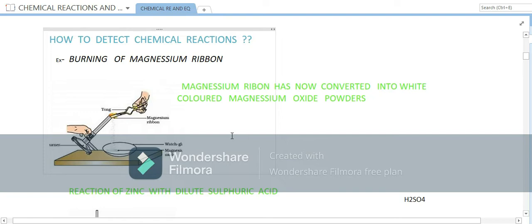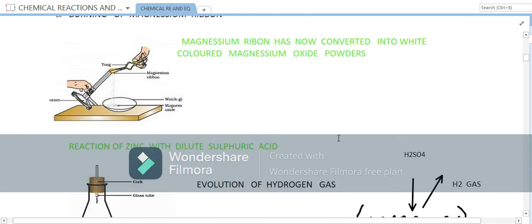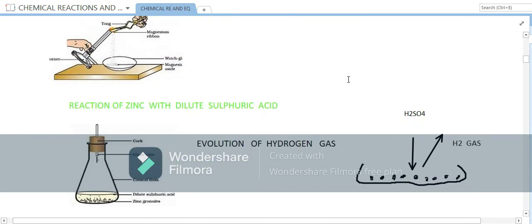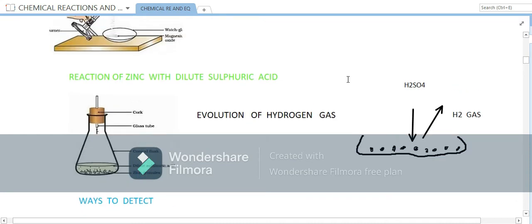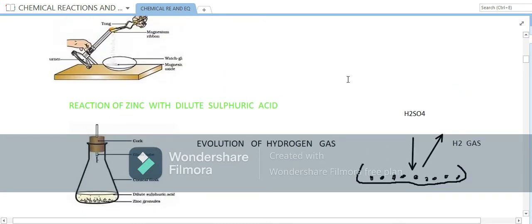So here there is a change in color. The magnesium is not white, but magnesium oxide is white. There is a change in color, so that's why this is a chemical reaction. I will discuss that later. At first, let's see some examples.